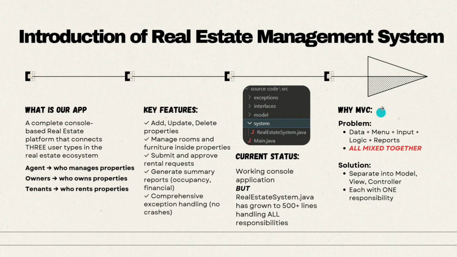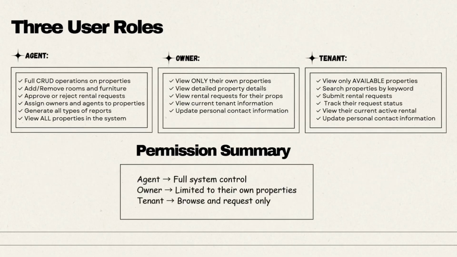Now I will explain the three user roles in detail. First, the agent has the most comprehensive access. They can perform full CRUD operations on property, manage rooms and furniture, approve or reject rental requests, assign owners and agents to property, generate reports, and view all properties in the system.